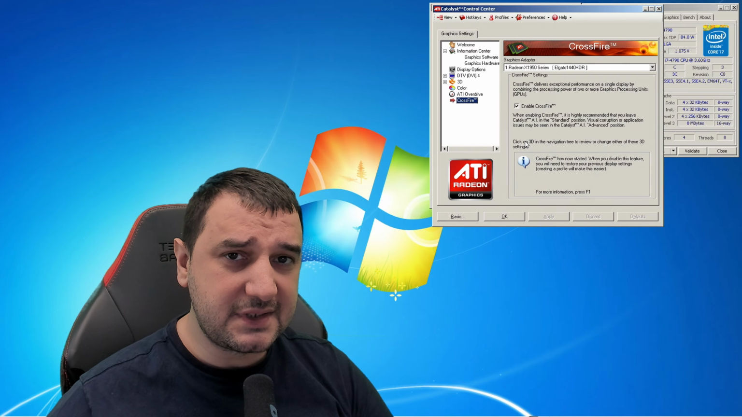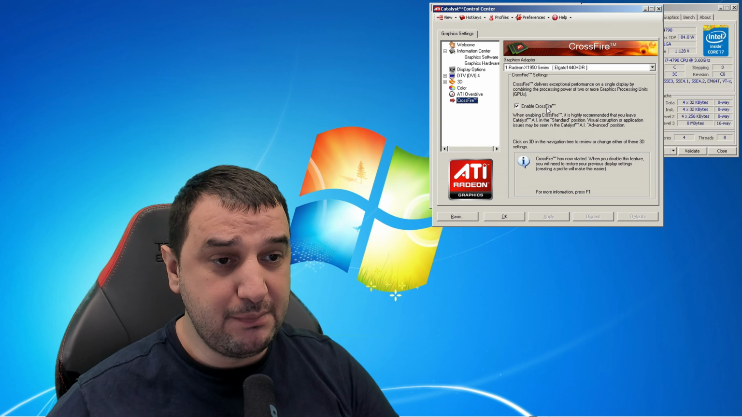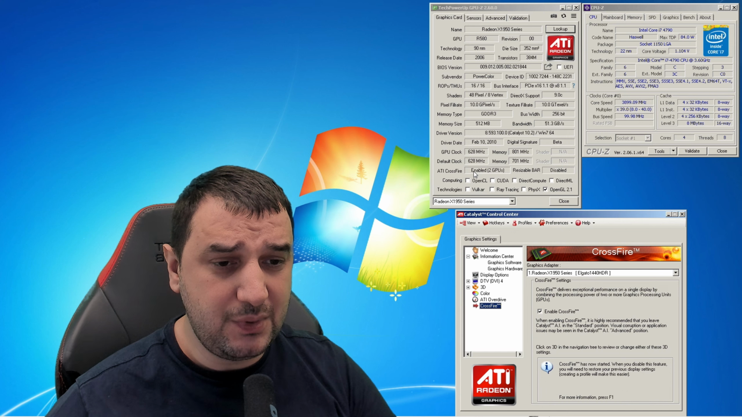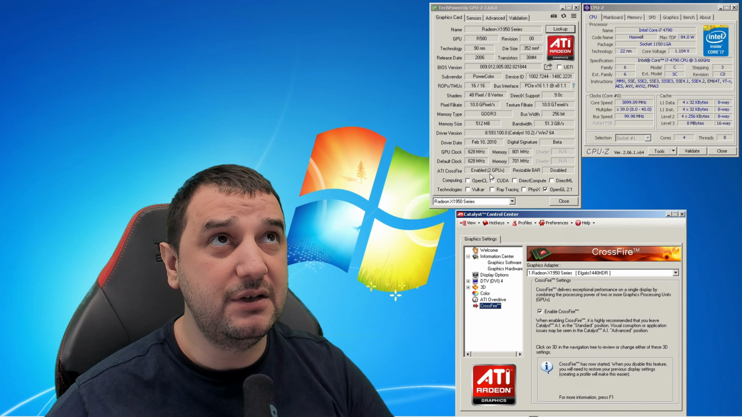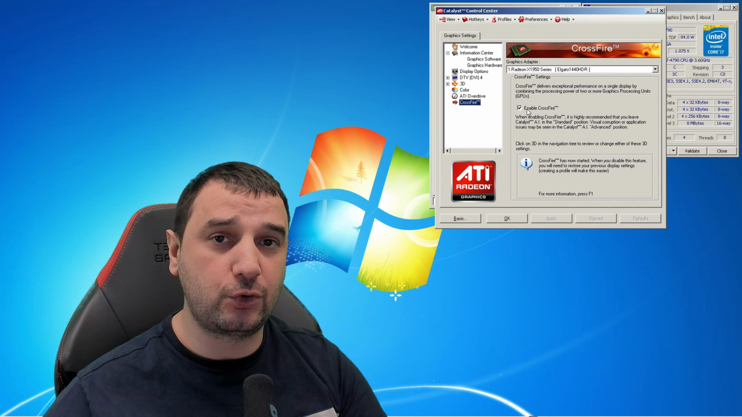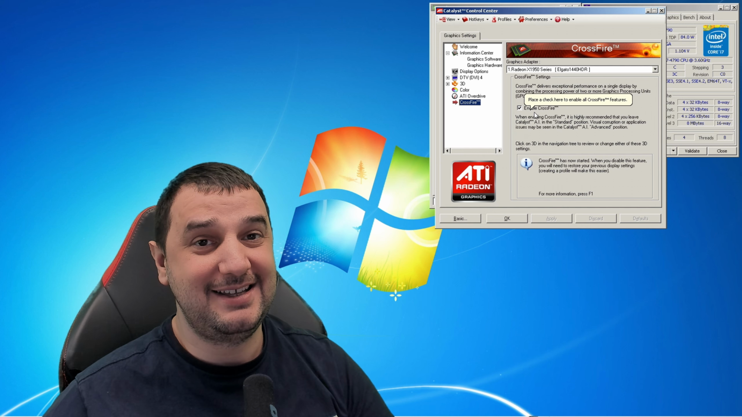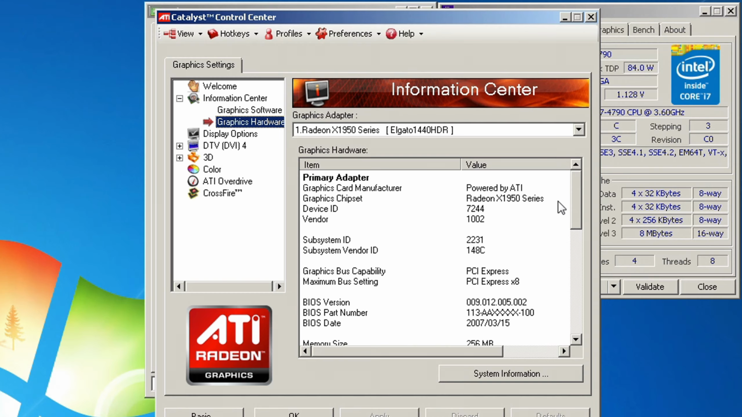Let me explain why this is important. The most important setting that I managed to have in this combination is enabling Crossfire. Whenever I look at GPU-Z, you will see there enabled two GPUs. In order to see that, I have to have this control panel and click on it to get that enabled. The moment I enable Crossfire, both of the video cards are running on PCI Express x8.